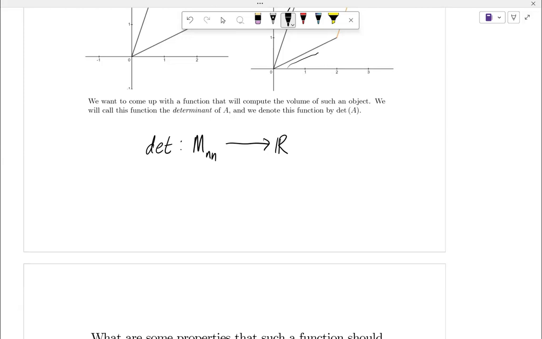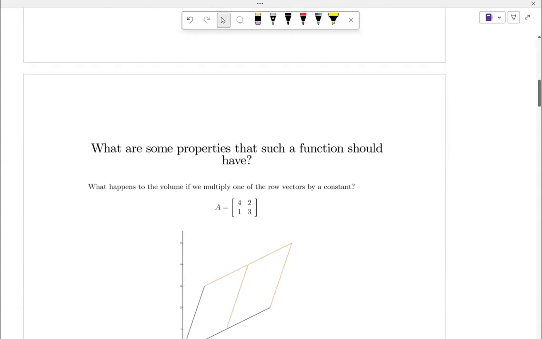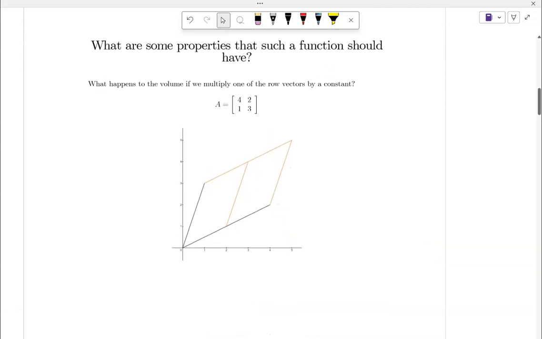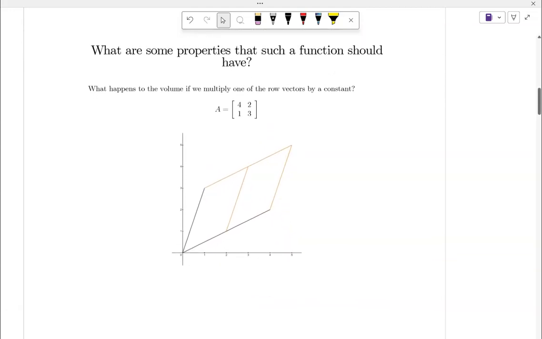All right. So let's think about some properties that this function should have. So the first thing, notice that I've taken the matrix A. What have we done to matrix A? I gave it the same name, it's just that we have a new name for it. Doesn't matter. Looking at the matrix 4, 2, 1, 3 and the original matrix that you had on the first page, what did I do? Yeah, multiply the first row by 2, right?